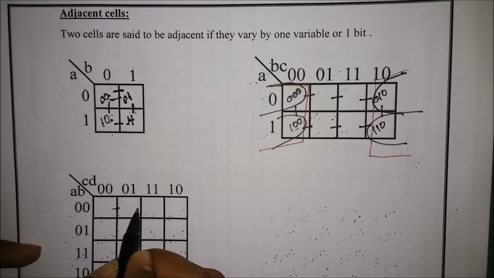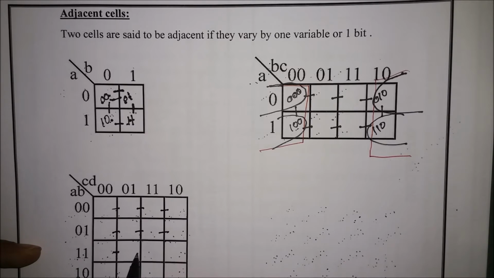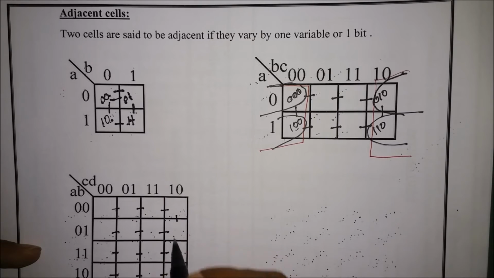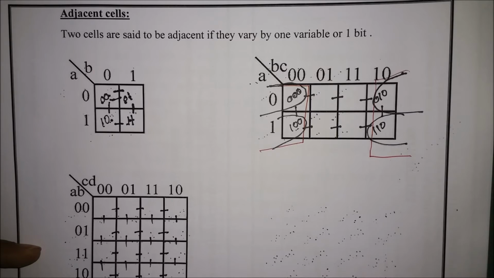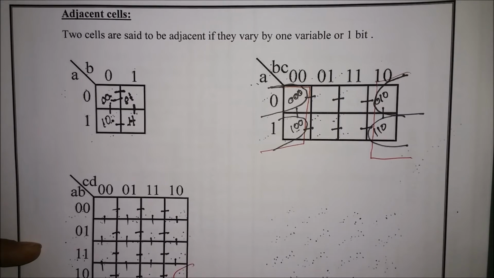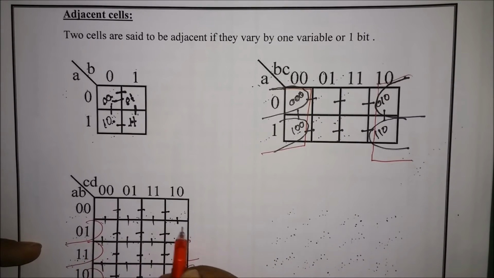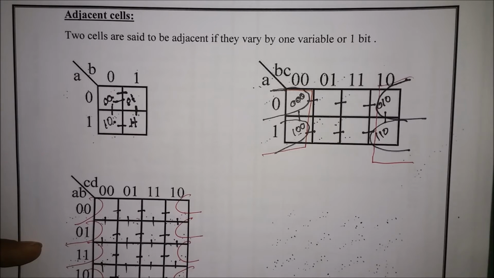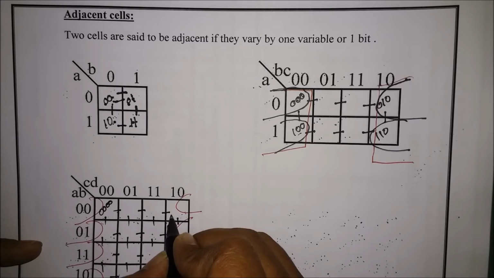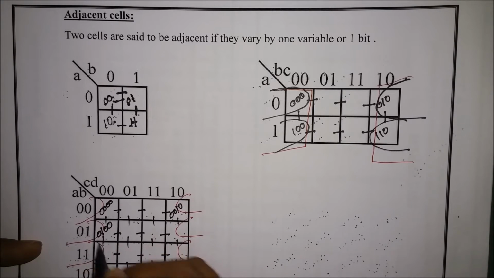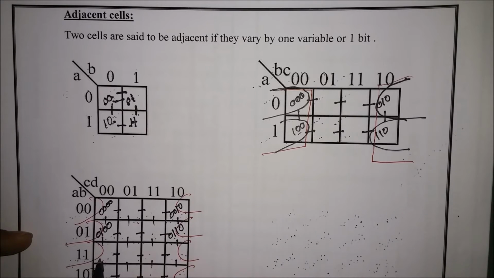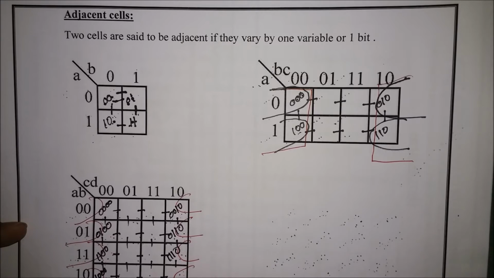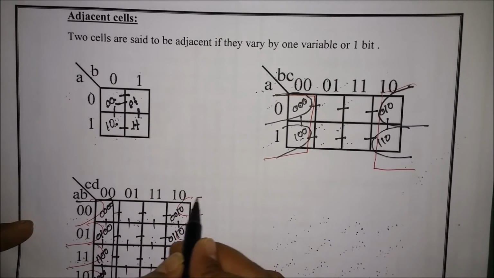four variable K-map also, the cells which are adjacent are always only changed by one bit position. Only special cases what we need to observe is like here, as I said, this and this. If you observe these values, 0000 and 0010, 1 bit change, 0100 and 0110, 1 bit change, 1100 and 1110, 1 bit change, here 1000 and 1010. So these are adjacent. So on the whole, what I can say is these four cells are adjacent to these four cells.